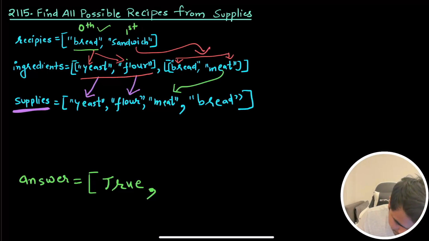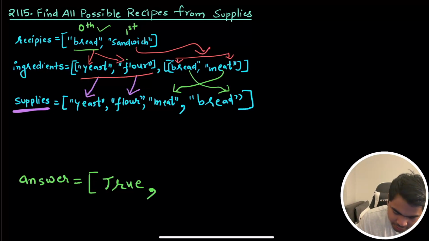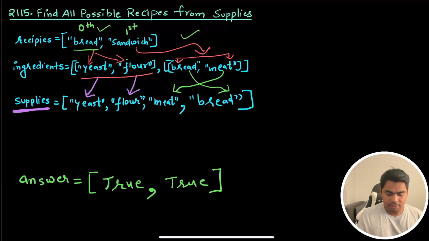We have meat right here and we have bread right here. We just add it to our supplies. Awesome. So you can definitely create sandwich as well. So what you'll do, you'll mark true in your answer, true for the second recipe. So this is what you are returning.